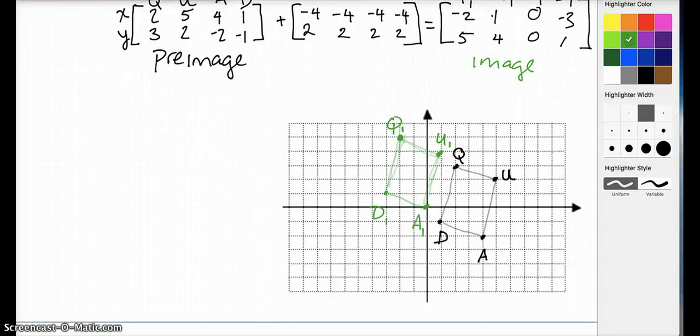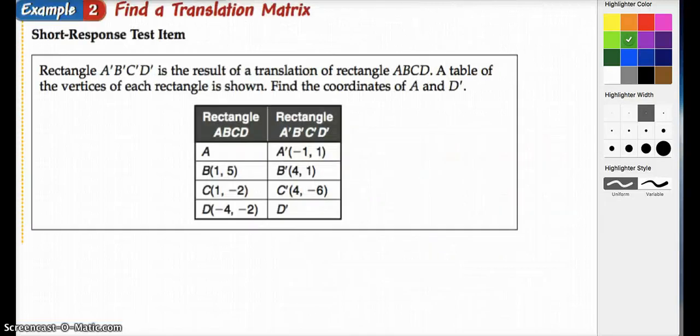And there's our pre-image and image right there on the same coordinate plane. All right. In this short response test item, we are given A prime, B prime, and C prime as a result of a translation. So we know it's just a movement of the original image or the pre-image ABC. And we are to use this table of values to figure out what A and D prime are.